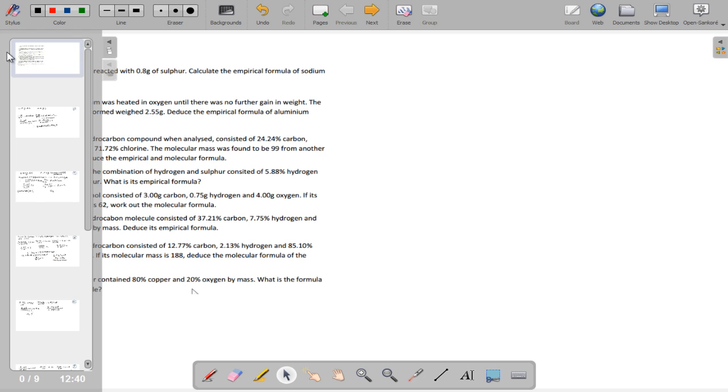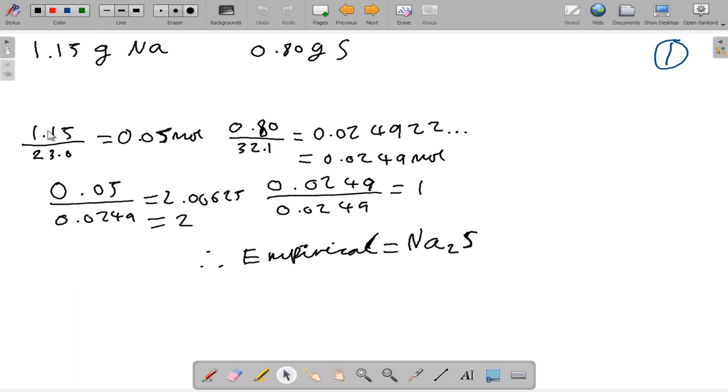And off we go again. 1.15 over 23 is 0.05 moles, and 0.8 over 32.1 is 0.0249 moles. So 0.05 over 0.0249 is 2.00625, which is roughly 2. This is where you start rounding in an empirical formula question when they want a whole number, and anything by itself over itself is 1, so it's Na2S for the empirical formulae.